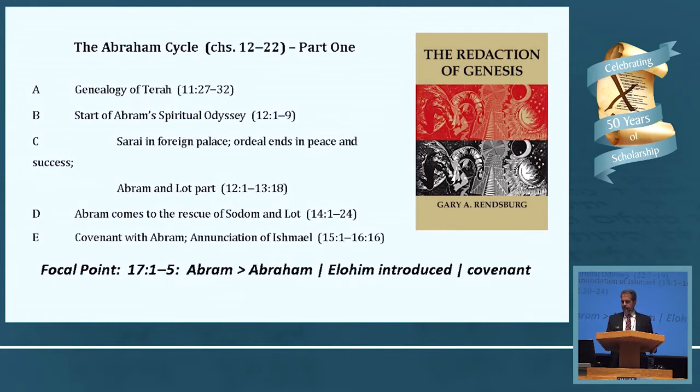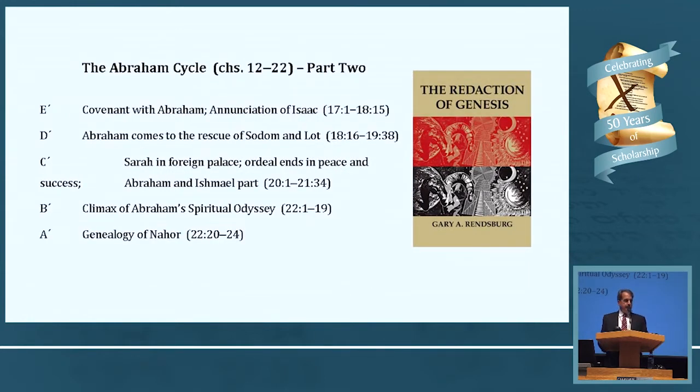I guess I should show you the next slide, which is the second half of page 24 in the program. You see it unwinds E prime, D prime, C prime, B prime, A prime, with all the units matching perfectly, right? So the same themes that occur in units A through E then occur in reverse order from E prime through A prime, with the genealogy at the end of chapter 11 as a bookend, matched by the genealogy at the end of chapter 22 as a bookend, right?